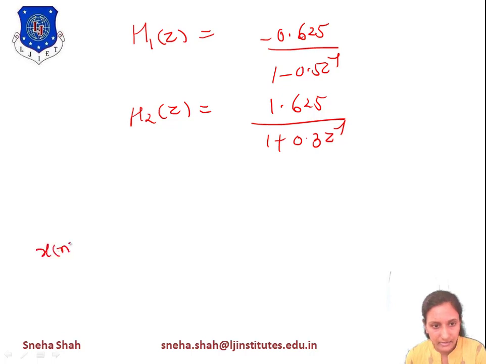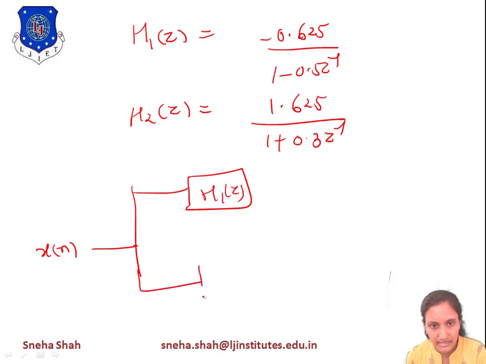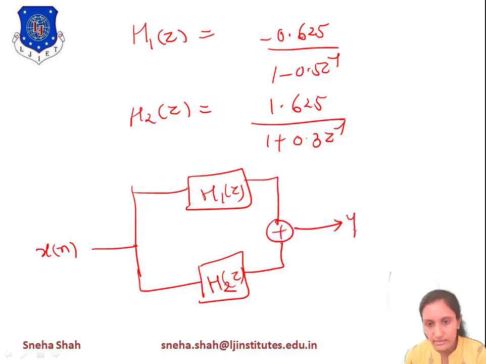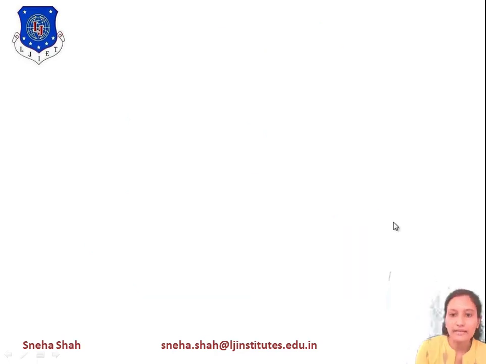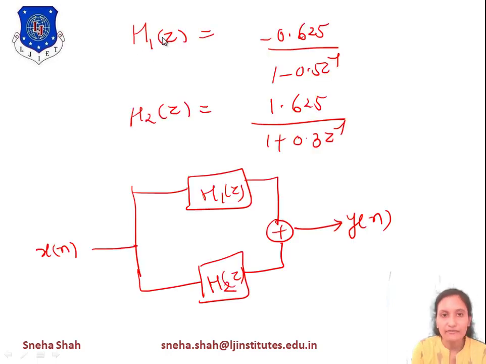X of n is given to you. This will be represented as h1 of z, and over here we will represent h2 of z. The parallel outputs are given to the summing point, which gives you the output y of n. So h1 of z will be represented over here by using the direct form 2 structure. Now h1 of z equals this.